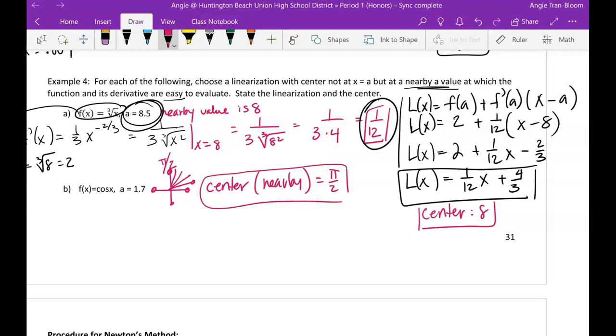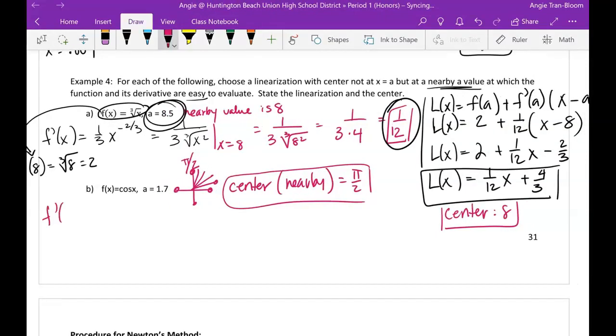So I'm just now going to do the derivative. F prime of x equals the derivative of cosine of x, which is negative sine of x.